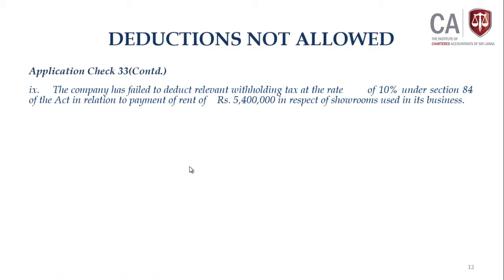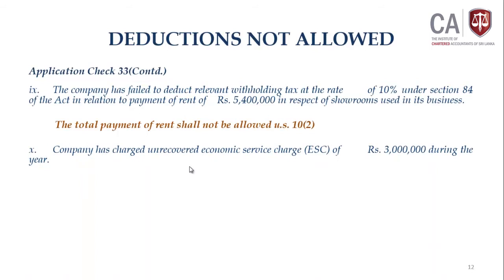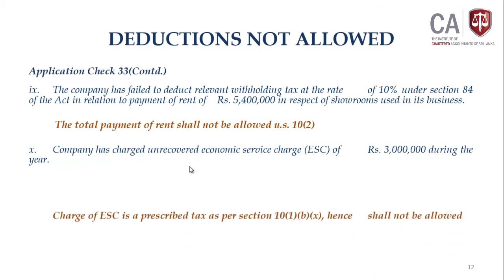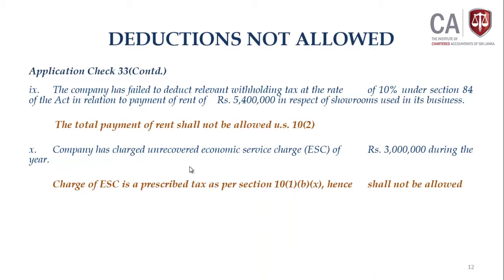The company has failed to deduct withholding tax at the rate of 10% under section 84, on the payment of rent 5,400,000. So then what do you do? Since you have not complied with the withholding tax provision under section 10 subsection 2, these items are not allowable deductions. The whole expense should be disallowed. The company has charged unrecoverable economic service charge 3 million. So it is a prescribed tax under the Gazette notification. Therefore, we have to go and add back. Okay.